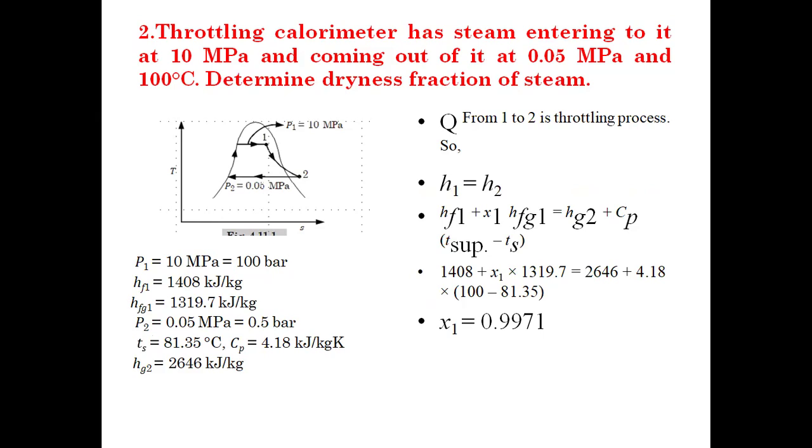From 1 to 2 is a throttling process, so H1 is equal to H2. HF1 plus X1 HFG1 equals Hg2 plus Cp into (T superheated minus T saturated), to find out the X values.